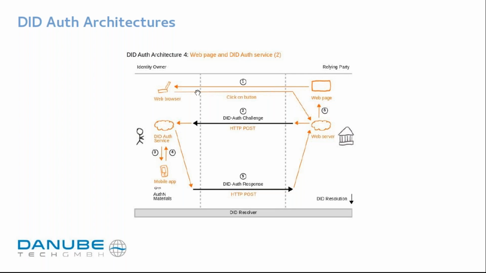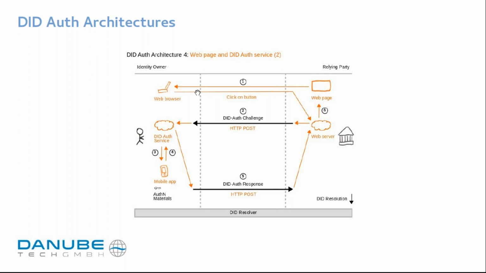So these are some examples of what the challenge and response cycle and the login and authentication process could look like, and all of this is described in some more detail in the DID Auth paper that's available on the Rebooting the Web of Trust website.